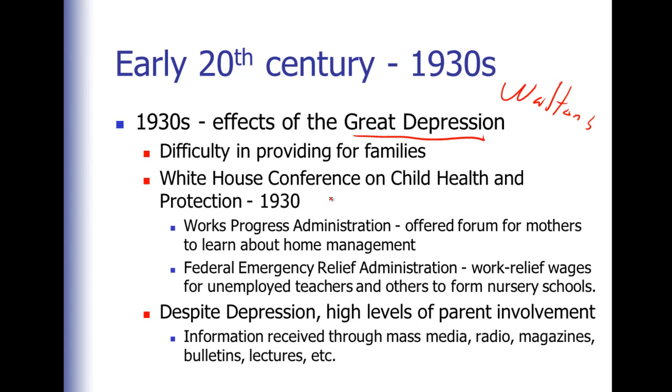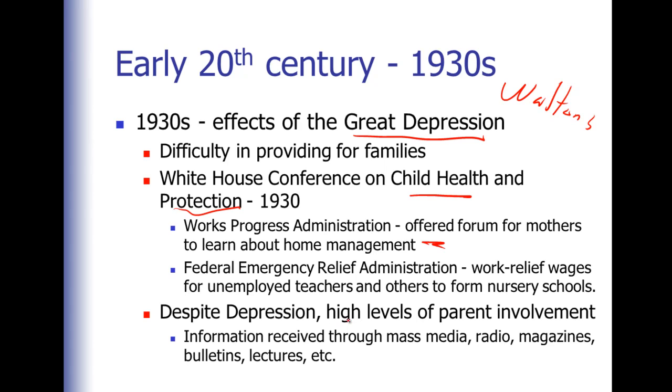This again, the feds get involved in a White House conference on child health and protection. The Works Progress Administration, so the government tried to provide jobs, and offered a forum for mothers to learn about home management. And the Federal Emergency Relief Administration, work relief wages for unemployed teachers and others to form nursery schools. And why? To help boost things with children, and of course it created jobs. And some say now, looking back, that this prolonged the Depression because of all the money that was spent by the federal government trying to bring us out of the recession.